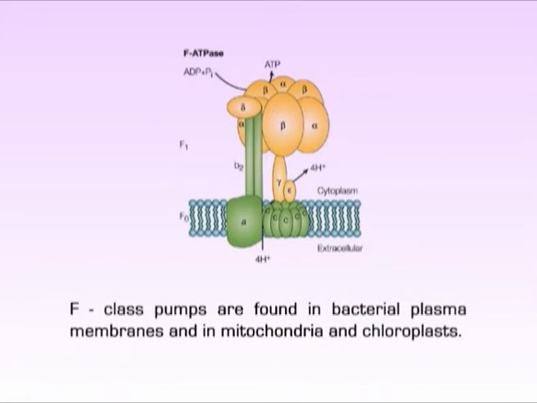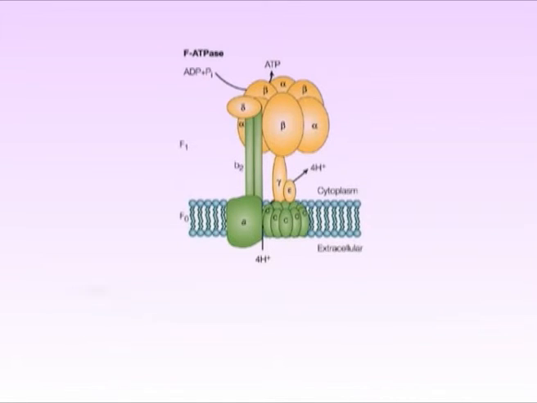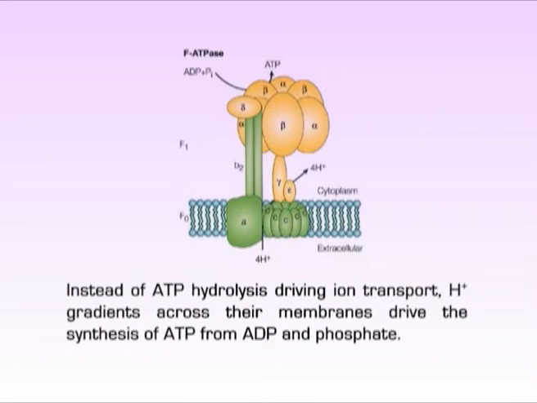F-class pumps are found in bacterial plasma membranes and in mitochondria and chloroplasts. The F-class ATPases are known as ATP synthases because they normally work as reverse proton pumps. That is, instead of ATP hydrolysis driving ion transport, hydrogen ion gradients across their membranes drive the synthesis of ATP from ADP and phosphate. The final class of ATP-powered pumps is a large family of multiple members that are more diverse in function than those of other classes.